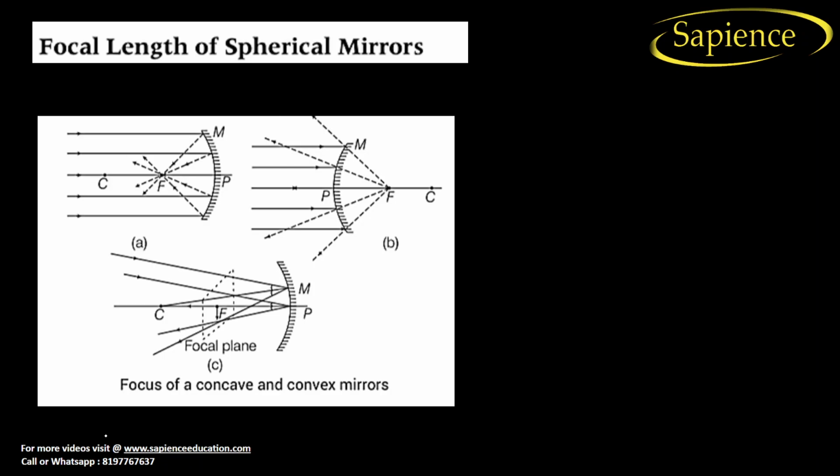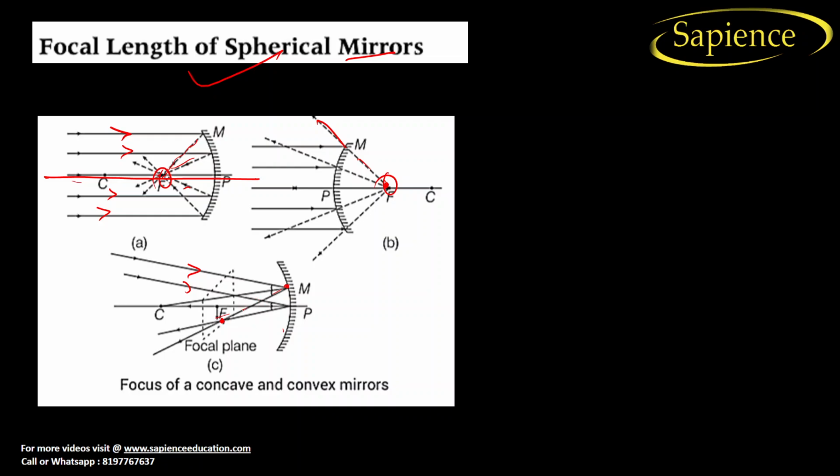Now what is focal length? Focal length of the spherical mirror. When we talk about the focal length of the spherical mirror, a parallel beam of light, parallel to the principal axis, which is falling on the mirror, will reflect back, and all the reflected light will meet at a point, or appear to meet. That point is known as the focus point.